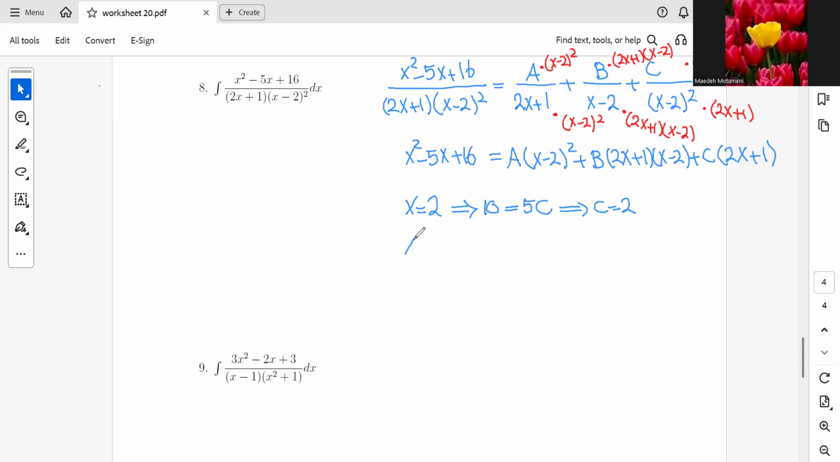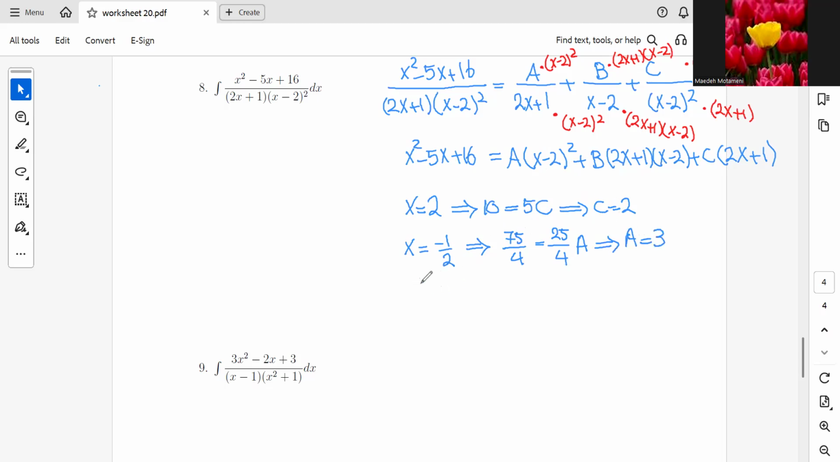If you pick another number, let's say we have negative 1 over 2, the left side will be 75 over 4. The right side, you don't have the second one and third one, you only have the first one. That would be 25 over 4a. It means that a is 3.